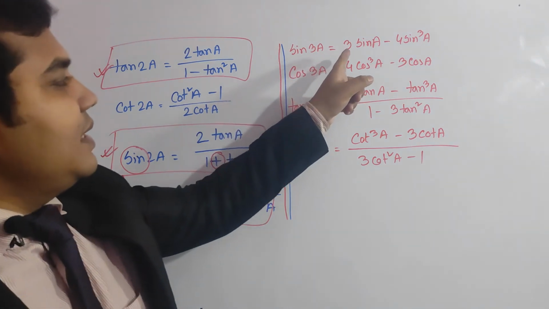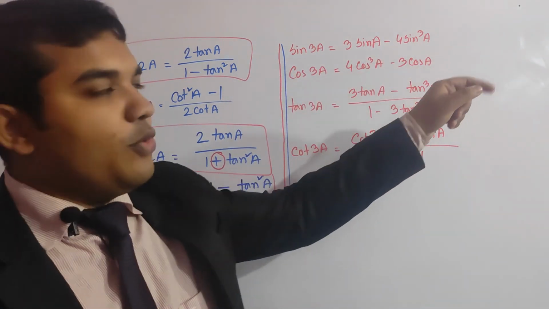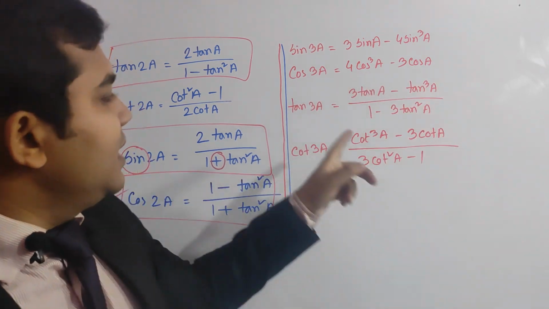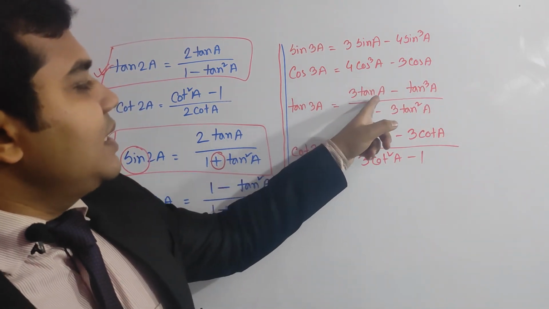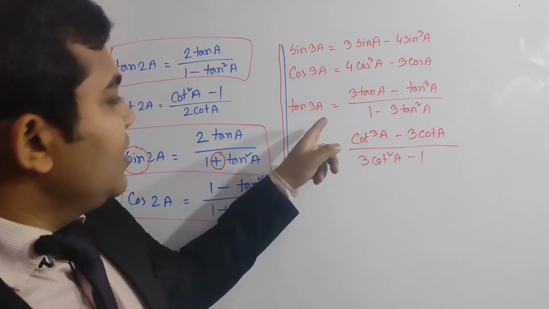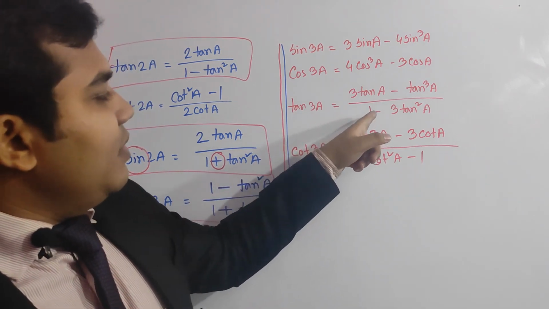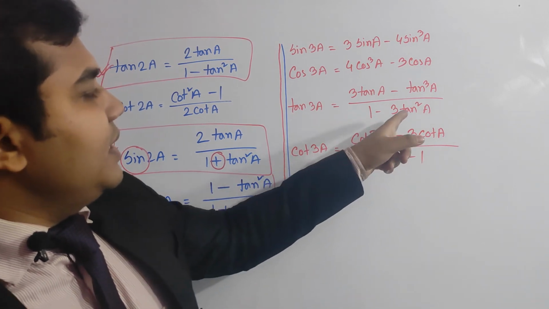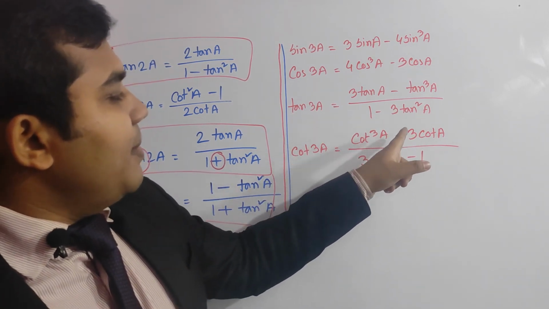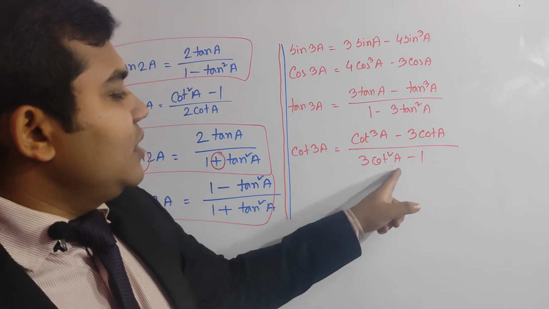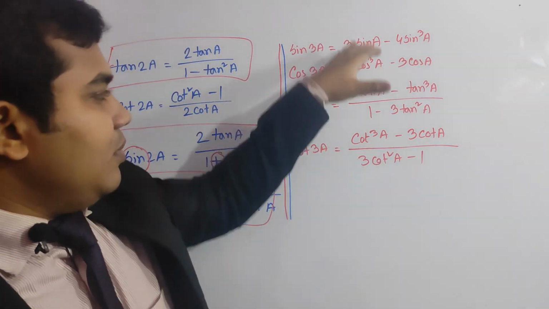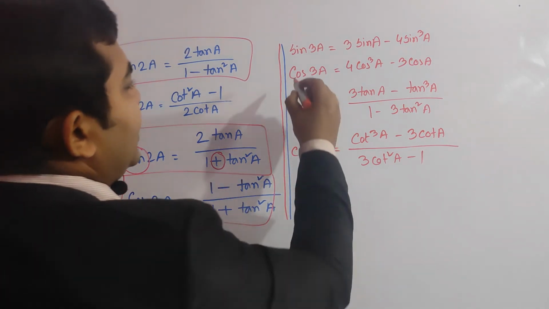Now sin 3a is 3 sin a minus 4 sin cube a. Cos 3a should be 4 cos cube a minus 3 cos a. Tan 3a is 3 tan a minus tan cube a divided by 1 minus 3 tan square a. Cot 3a is just the inverse of it, that is cot cube a minus 3 cot a by 3 cot square a minus 1.